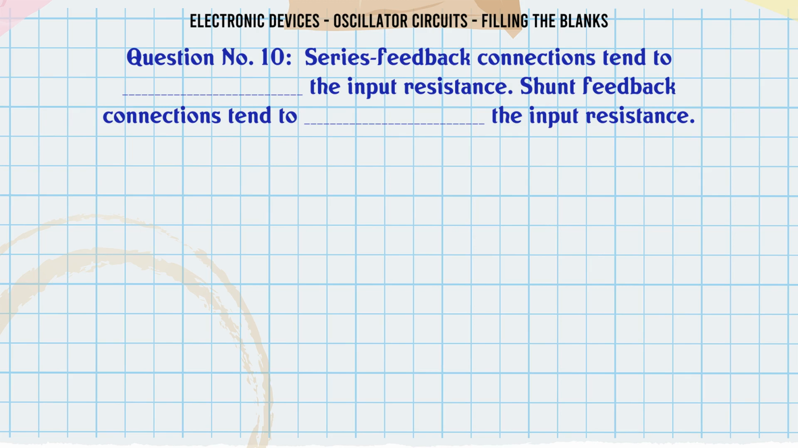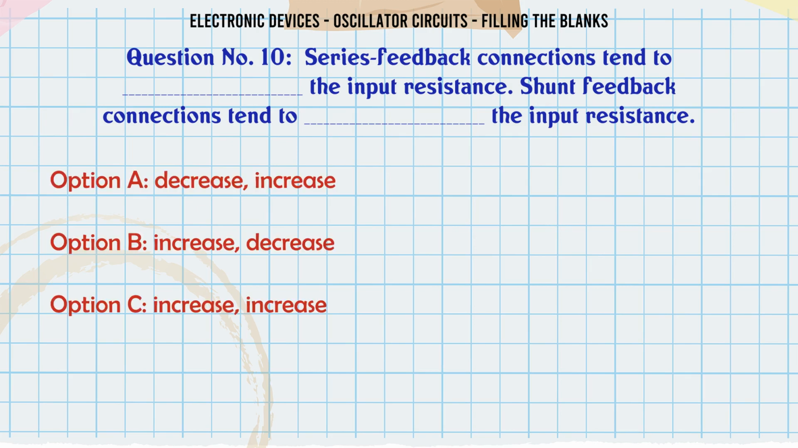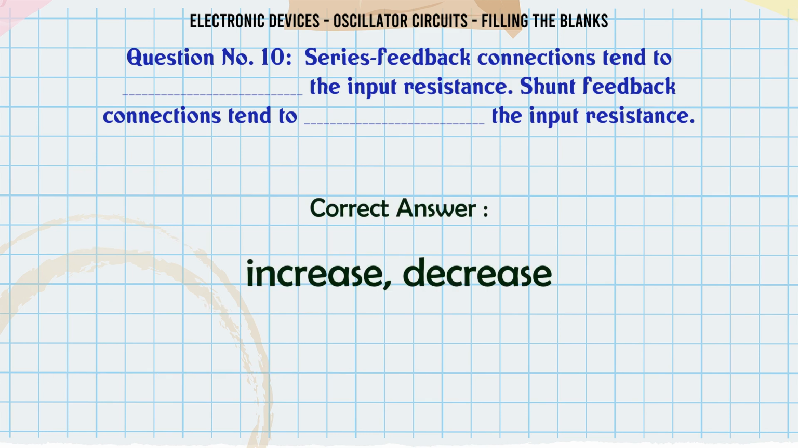Series feedback connections tend to ___ the input resistance. Shunt feedback connections tend to ___ the input resistance. A. Decrease, increase. B. Increase, decrease. C. Increase, increase. D. Decrease, decrease. The correct answer is increase, decrease.